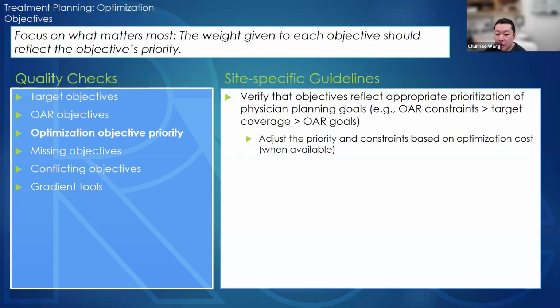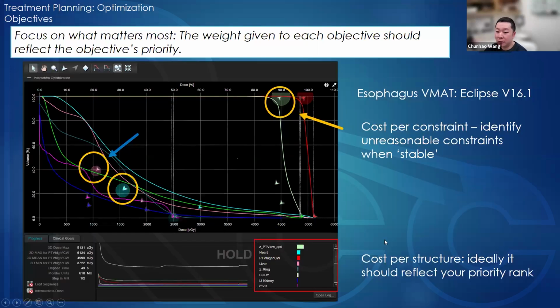For optimization objective priority, we verify that the priority reflects the physician's planning goals. We can adjust the priority and the constraint based on optimization cost when it's available. I understand this is not always available in some treatment planning software. This is based on our experience using Eclipse. For some software, such as RayStation and Pinnacle, this may not always be available, but you can get the gist here and see if you can adapt your strategy for the other treatment planning software.